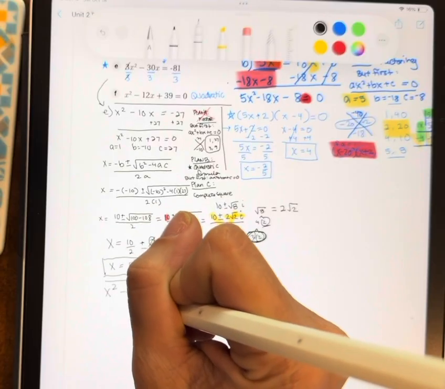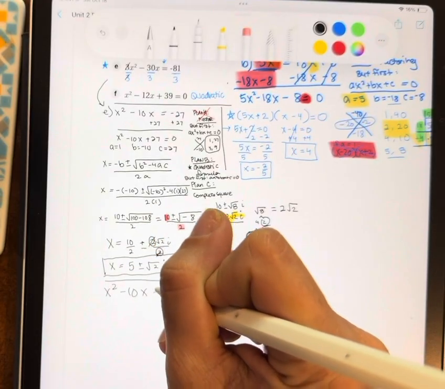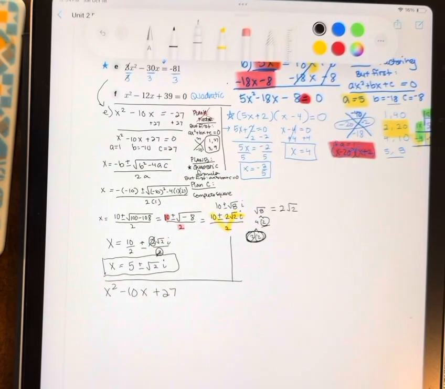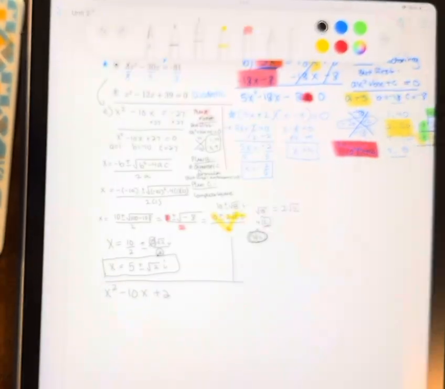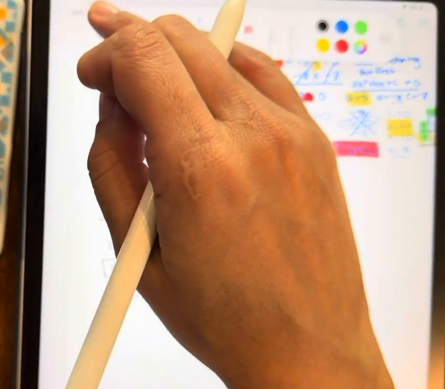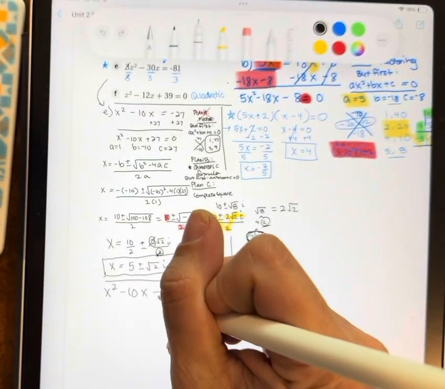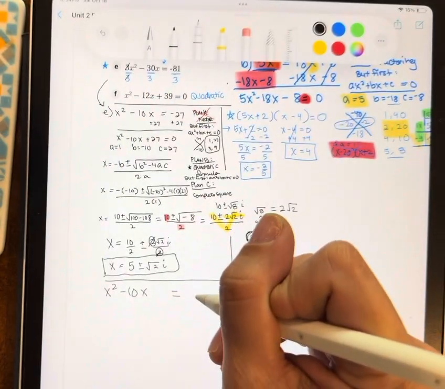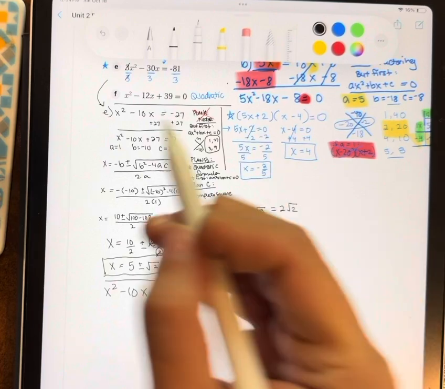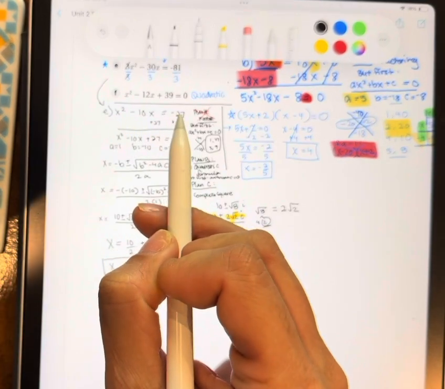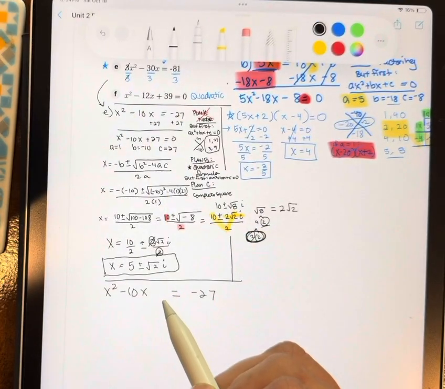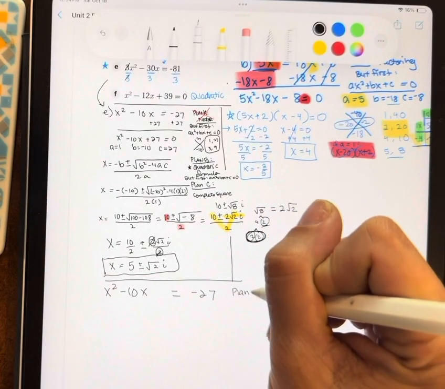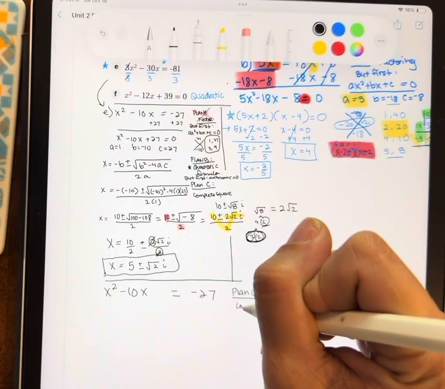X squared minus 10x plus 27. Actually, with completing the square, we would leave it here. Let's go back. Because with completing the square, we don't need ax squared plus bx plus c. We would go back to where it was here. I just leave a little space after this. So this is for plan C of completing the square.